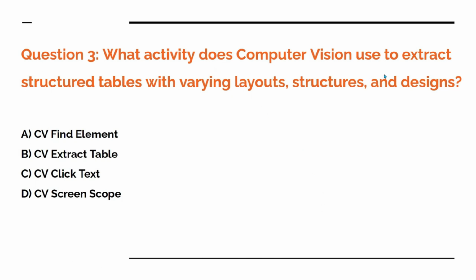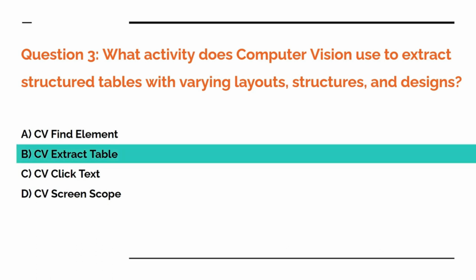What activity does computer vision use to extract structured tables with varying layouts, structures and designs? So it is talking about structured tables with varying layouts, structures and designs. So if it is a structured table or some other layout of the table is also present, what is the activity used? The options are: CV Find Element, CV Extract Table, CV Click Text, CV Screen Scope. So comment your answer. Question 3 hyphen, what is your answer? Pause the video while you are reading the question, and then you can do it. So the answer here is B, CV Extract Table.